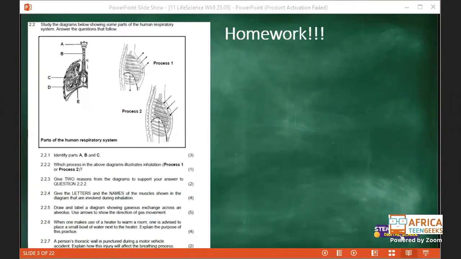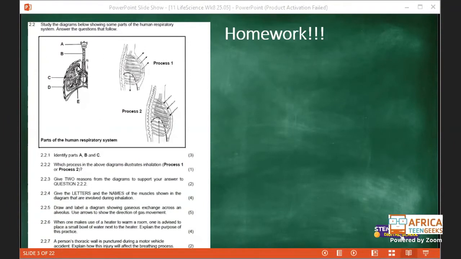So we're going to start with question 2.2.1. Remember, guys, please do send through your answers in the group chat, or alternatively, you can raise your hand and then we can unmute your mic and you can give through the answer. So question 2.2 reads, study the diagrams below showing some parts of the human respiratory system, then answer the questions that follow.